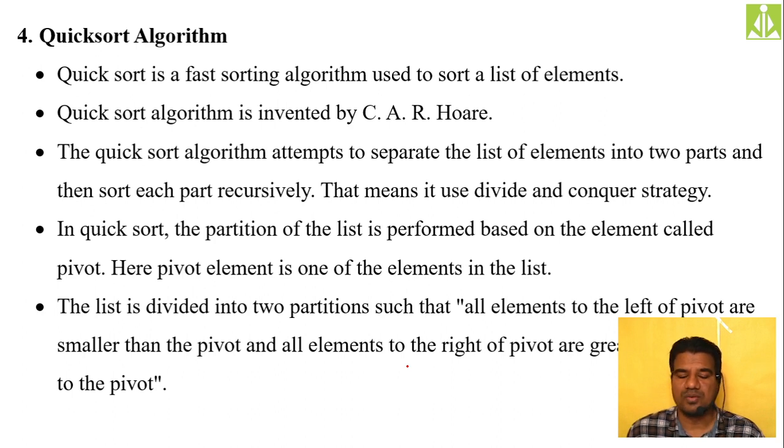Okay, so quick sort is a fast sorting algorithm used to sort a list of elements, because ultimately when we do the complex implementation, what will happen, the speed will increase. I mean, the quick sort, the name itself is giving the meaning. Why we go for quick sort is because it will sort the elements in a faster manner.